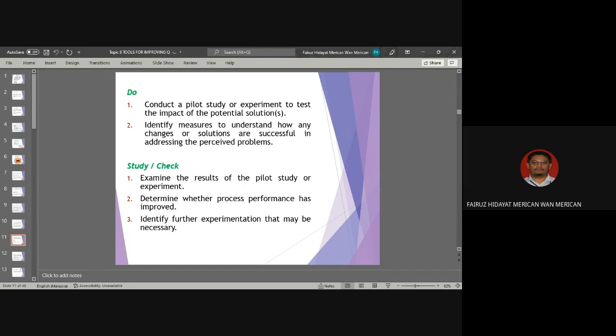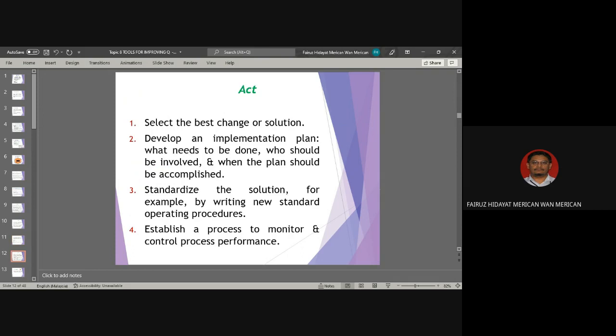And if the additional tests come up with the same results, it managed to improve the quality, then that will be enough evidence that this solution will help improve quality, and then they will act on it. They will apply or incorporate the new solution into the established processes. All right, so when they determine that the solution is successful, they will develop the implementation plan.